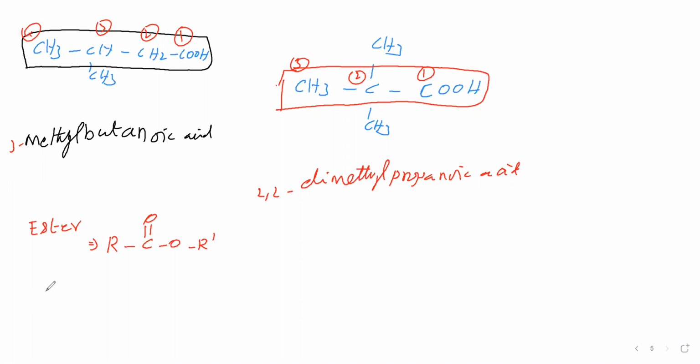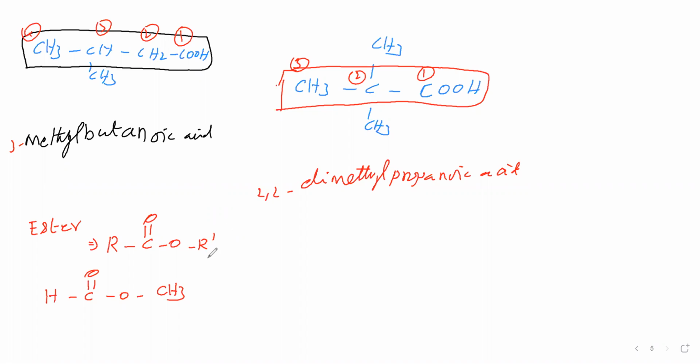Now we will take the compound HCOOCH3. That means in the place of this R, H I have given, in the place of this R dash, CH3 I have given. In the place of R, we can give H, we can give CH3, C2H5, anything we can give. But in the place of R dash, we must not give H. If we give H, then it will become carboxylic acid. So don't give H in the place of R dash. You can give methyl, ethyl, anything you can give.